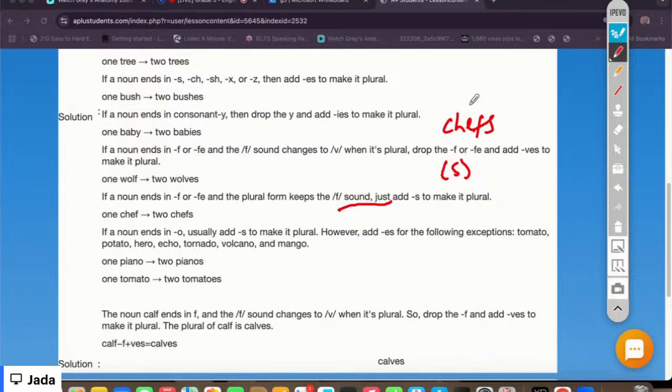So do you have any of these words that in the plural form they still keep the F sound and then you just have to add S? Do you have some to share with us?